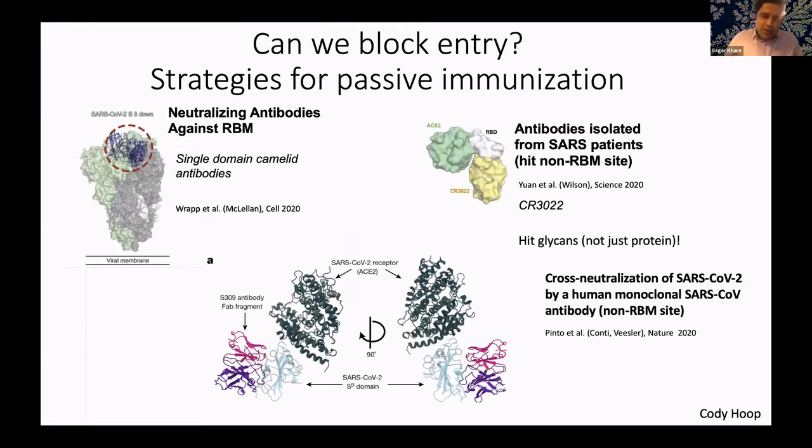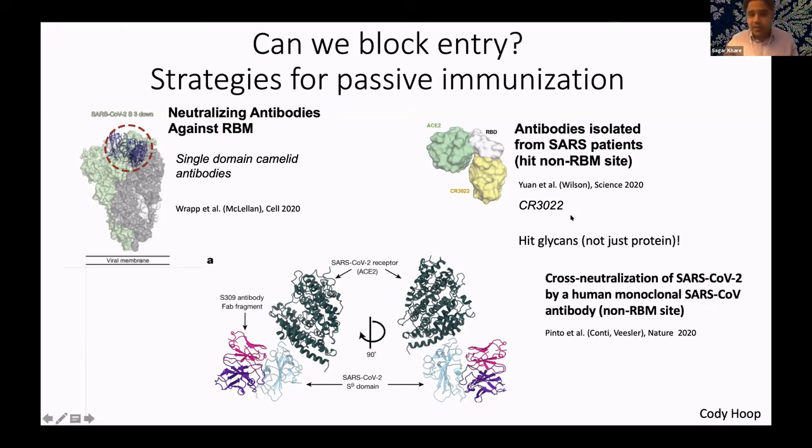What people have also done is to look at antibodies that might exist, either that can be developed synthetically, using molecular evolution techniques, or antibodies that we can isolate from individuals that have been infected with related diseases. So for example, we could look at people who recovered from SARS 17 years ago and isolate some antibodies from them and see if they can neutralize this virus.